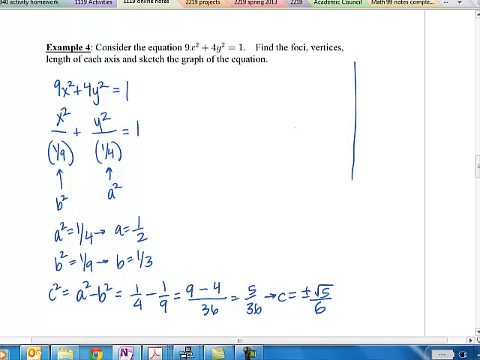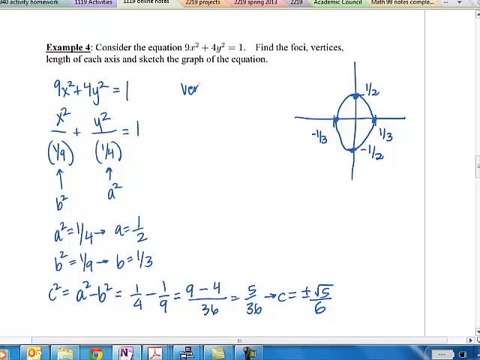So again, the y-axis is going to be the major axis. Let's see, I'm just going to mark these: this is a half and negative a half, and a third and negative a third on the x-axis, for the points where the ellipse intersects the x and y axes, just using a and b. And then the foci will be on the major axis, which is the y-axis.